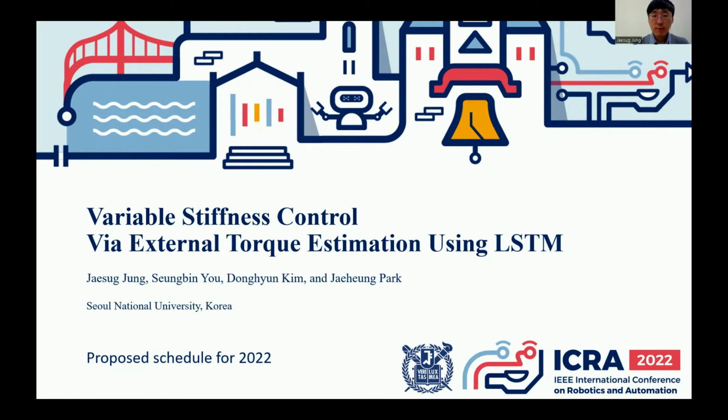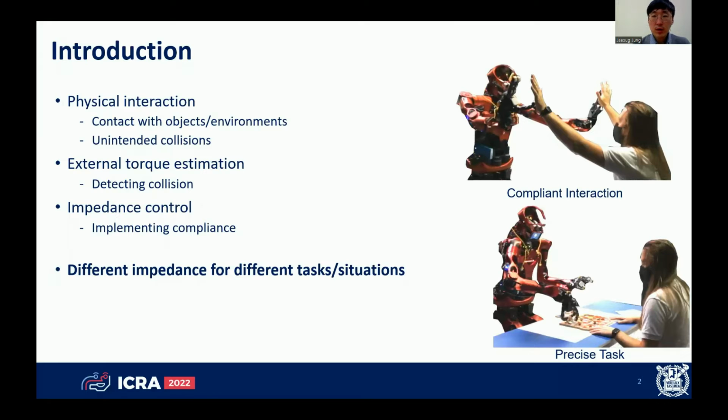I'm going to talk about variable stiffness control via external torque estimation using LSTM. Physical interaction has become an important topic in recent years as the demand for service robots and collaborative robots is increasing. We have to consider contact with objects and environments and beware of unintended collisions. So there have been many studies on external torque estimation and impedance control with torque-controlled robots.